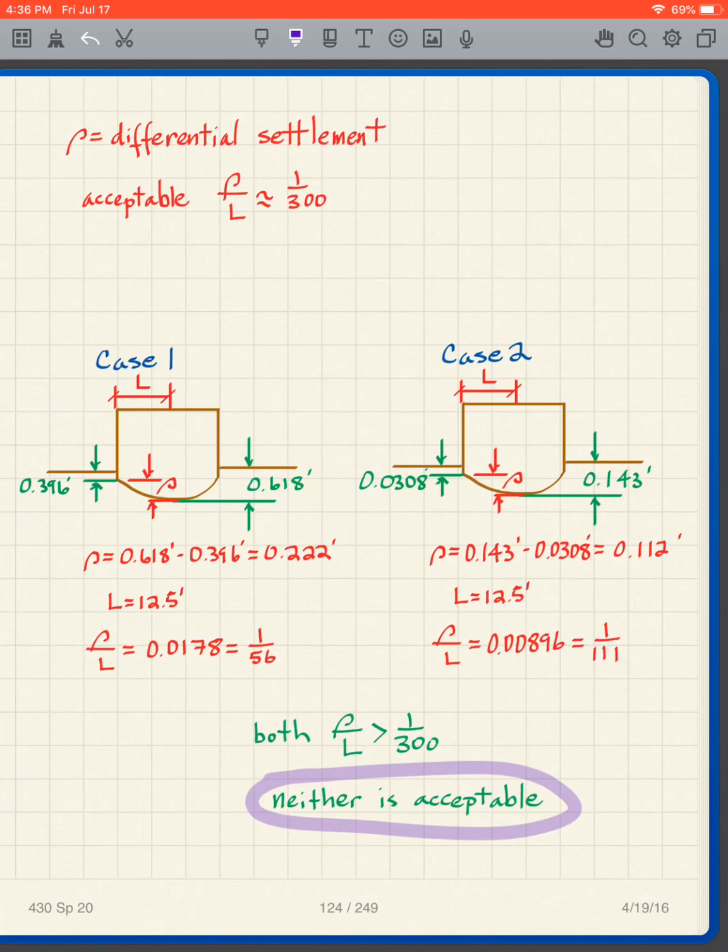Well, what do we do about that? Well, what can we do? Build a bigger basement. If we build a bigger basement, we can reduce the settlement even more. So that is part of the foundation design. There are other things that you can do to reduce settlement, but if you want to do it using a basement, you need a bigger basement for this particular case.